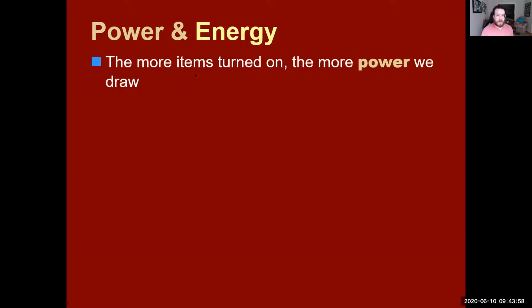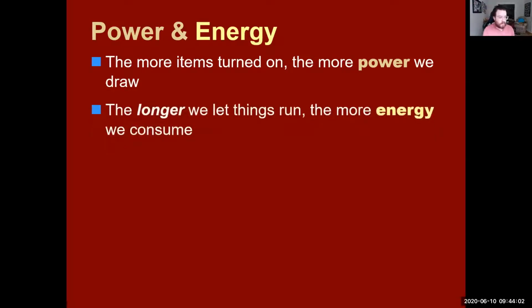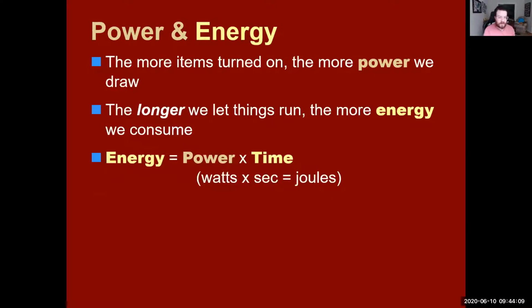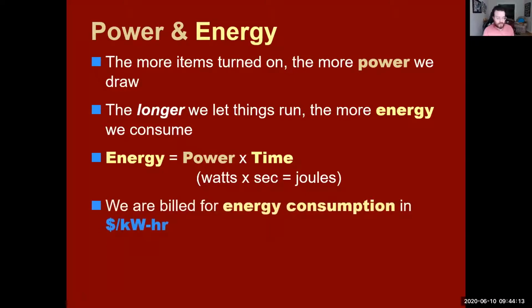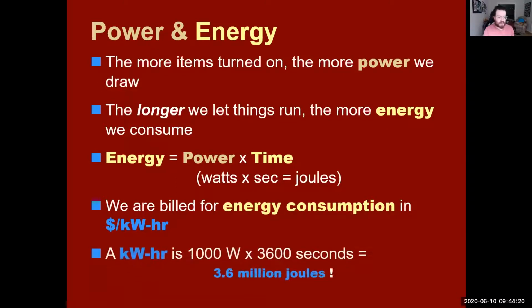So the more items turned on, the more power we draw. The longer we let things run, the more energy we consume. So energy is equal to power times time, and we are billed for energy consumption in kilowatt hours. A kilowatt hour is 1,000 watts times 3,600 seconds, and that's equal to 3.6 million joules.